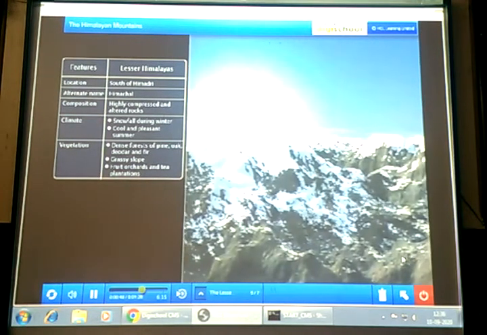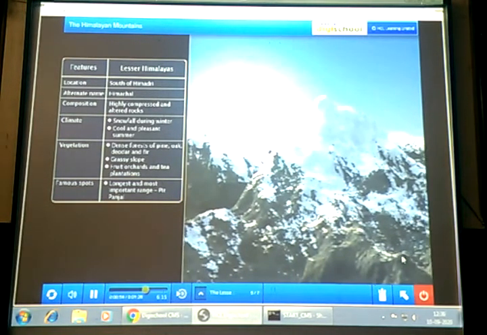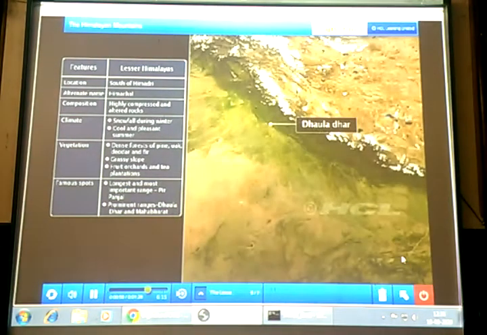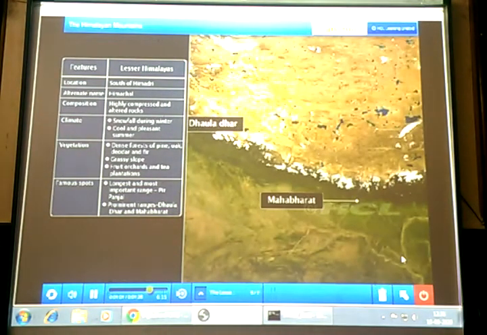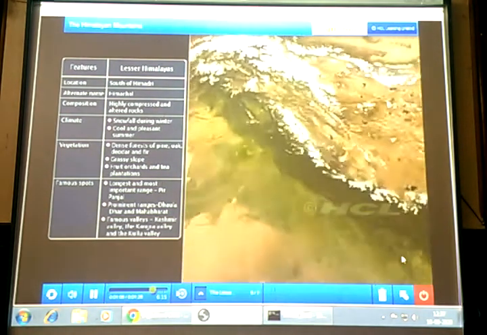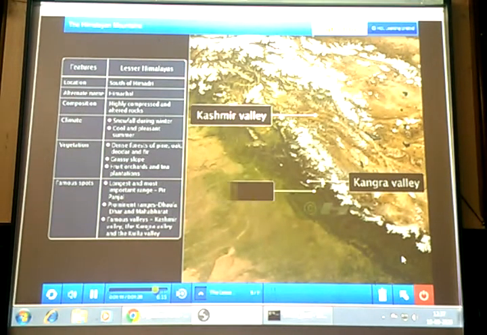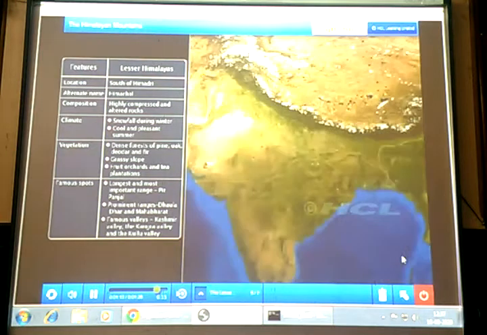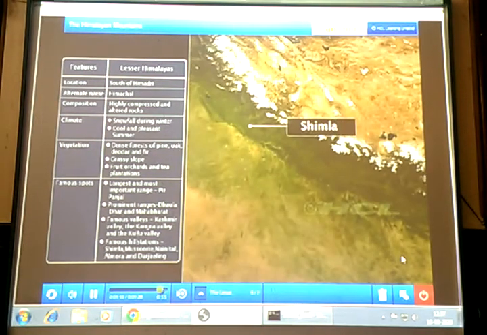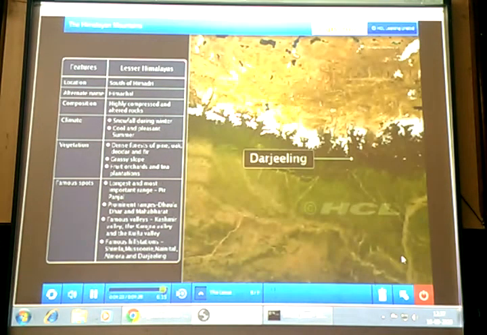This region contains the longest and most important range called the Pir Panjab. Other prominent ranges are the Dhauladhar and the Mahabharat. The Himachal range also contains famous valleys, such as the Valley of Kashmir, the Kangra Valley, and the Kullu Valley. It also contains famous hill stations such as Shimla, Mussoorie, Nainital, Almora, and Darjeeling.